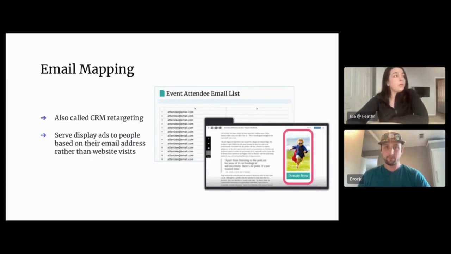So with email mapping, you upload a list of email addresses to Feathr. So this might be a list of event attendees, prospective members, prospective donors, maybe even a list of lapsed donors or lapsed members or past donors who haven't engaged with you in a while. And then you're serving them ads as they're browsing the web, just like with retargeting and geofencing and other display ad campaigns. So they're seeing those ads where they are online. And the benefit here is that they don't need to have visited your site recently or ever, technically, to see these ads, since the campaign runs based on the person's email address and not their website activity.